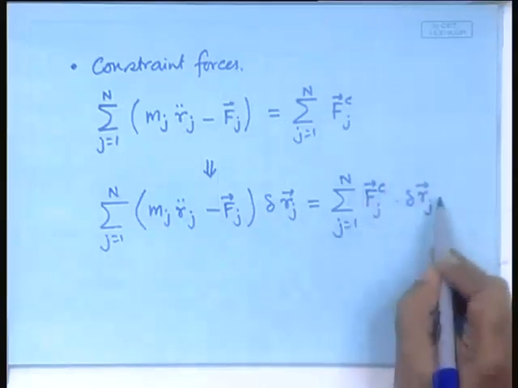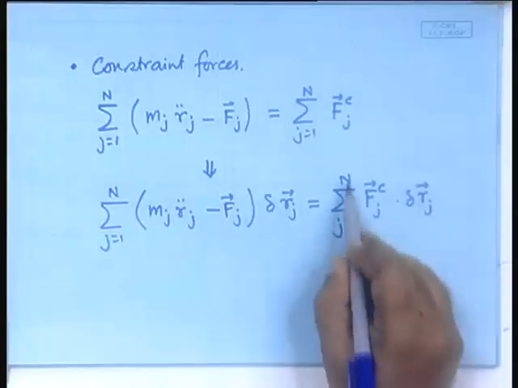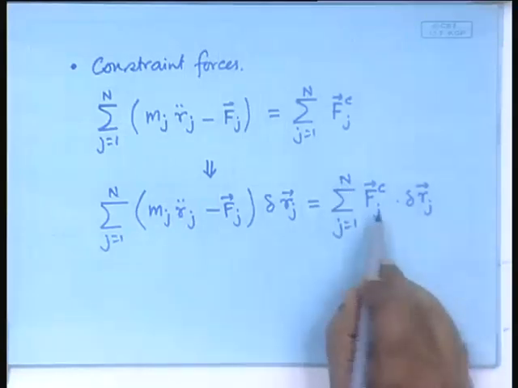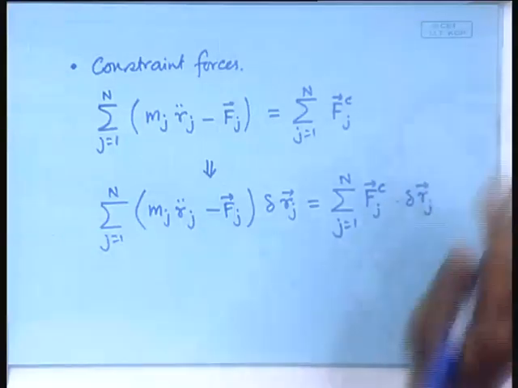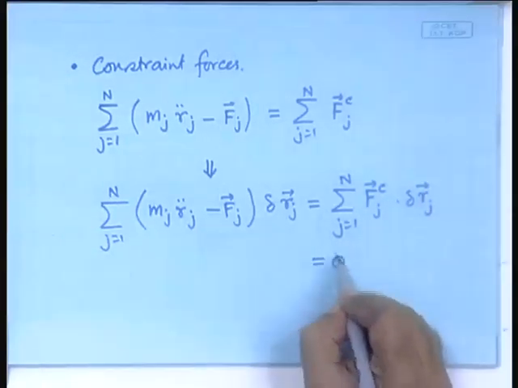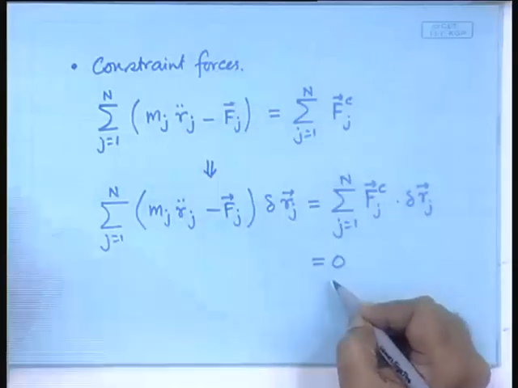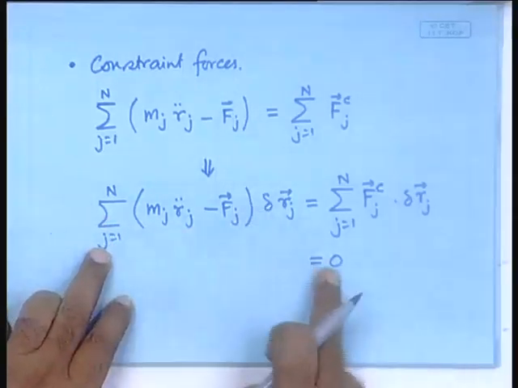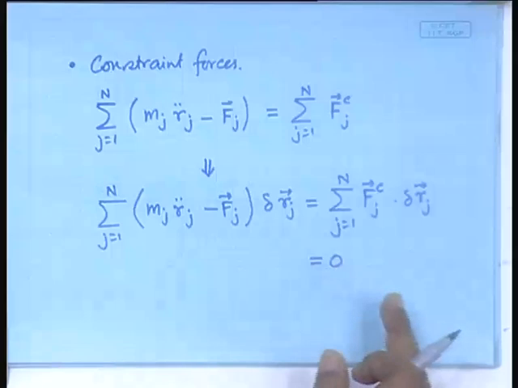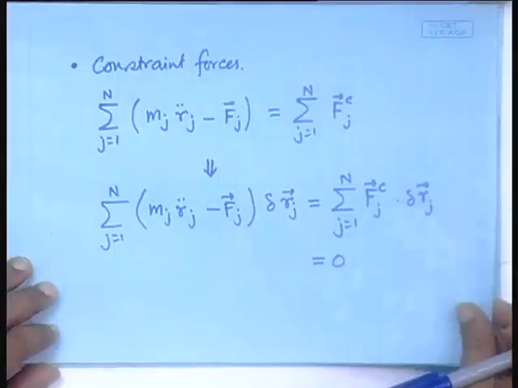Now, this term will obviously vanish, because for each of these n bodies the constraint force times the admissible motion is 0. So, it is equal to 0. That is how we eliminated the constraint forces. So, keep this final equation written in your copy. We will refer to it later.